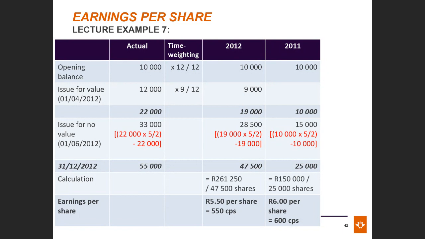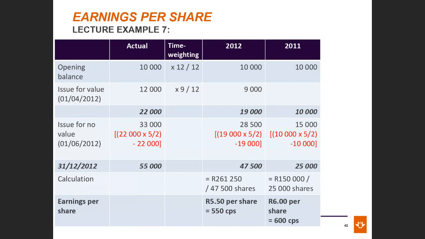So even though the issue for no value had happened on the 1st of June, remember, because there's no increase in earnings potential, we are not going to weight it. It is an issue for no value, so there is no time weighting over here, okay? And now remember, because it is an issue for no value and we want to promote comparability, when we look at our earnings per share calculation, we are going to adjust the prior year.